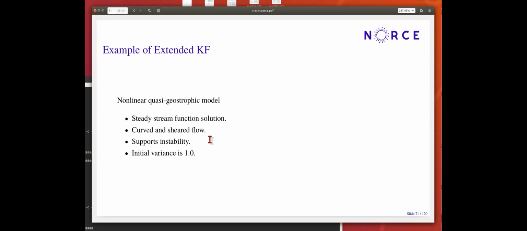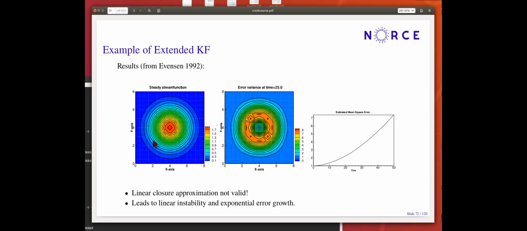And I made an example where I had a stream function, a kind of steady stream function solution with curved and sheared flow. And so this is just my model domain. So this is a gyre or an eddy in the ocean, and you have flow going in this direction, actually, along this stream function. And the initial error variance was equal to 1. So it was this blue color everywhere.